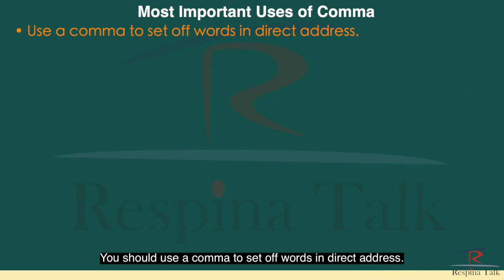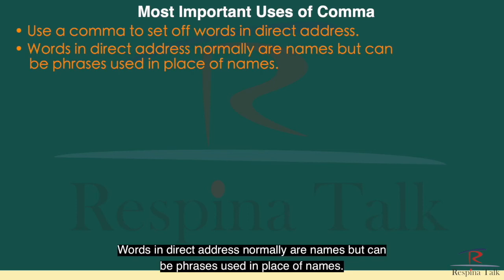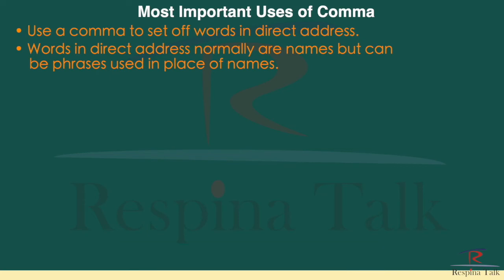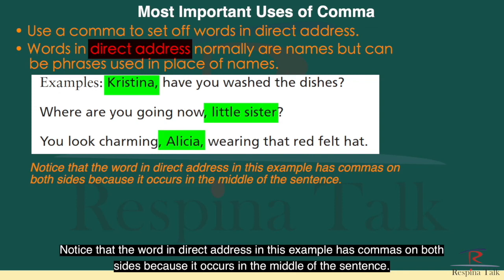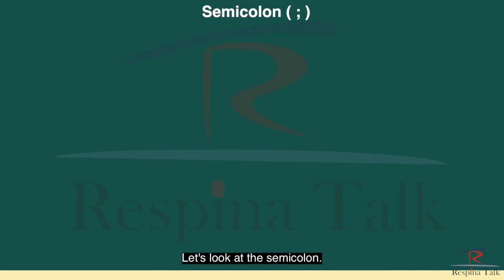You should use a comma to set off words in direct address. Words in direct address normally are names, but can be phrases used in place of names. For example, "Christina, have you washed the dishes?" "Where are you going now, little sister?" "You look charming, Alicia, wearing that red felt hat." Notice that the word in direct address in this example has commas on both sides because it occurs in the middle of the sentence.